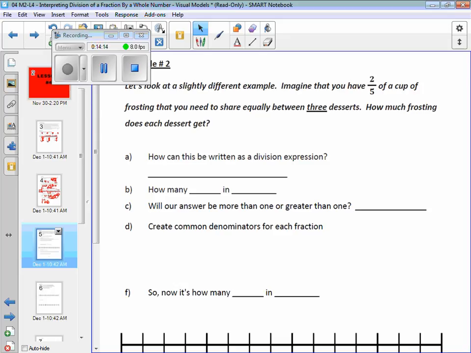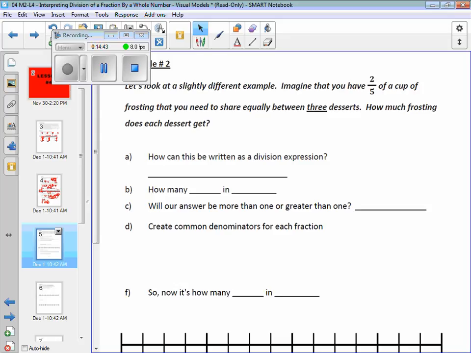All right, guys, let's take a look at example 2. Okay, so same idea, different example, okay? It says, imagine that you have 2/5 of a cup of frosting that you need to share equally between 3 desserts. How much frosting does each dessert get?